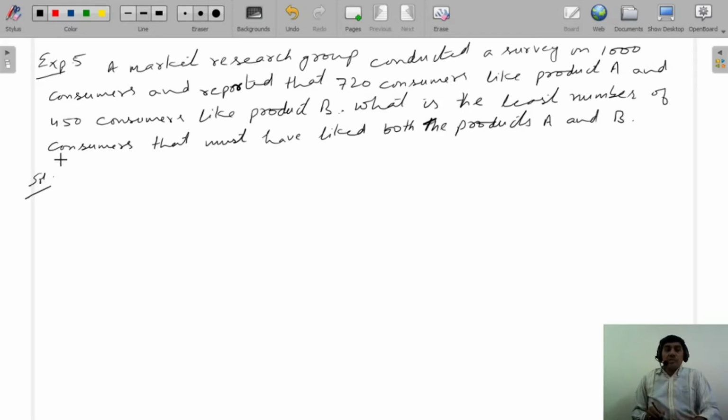In this question, it is given that a survey team is conducting a survey on 1000 consumers and reported that out of these 1000 consumers, 720 consumers like product A and 450 consumers like product B. Our target is to find the least number of consumers who have liked both the products A and B.